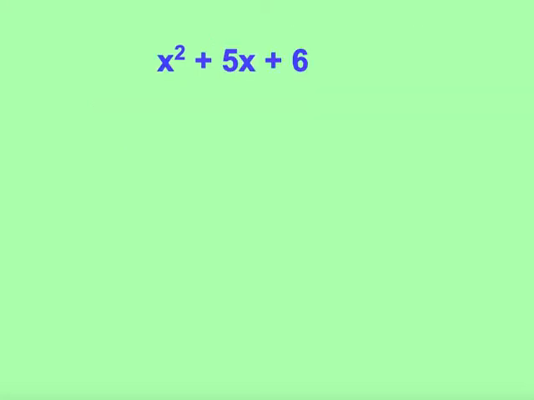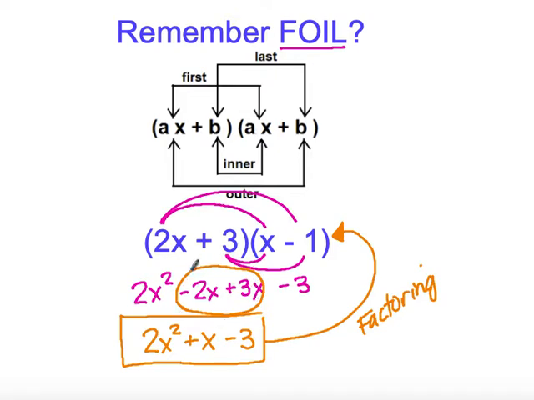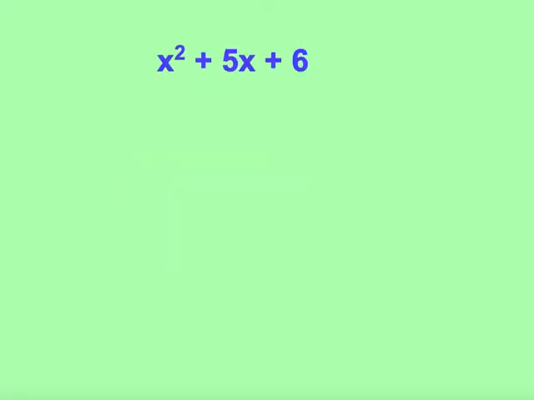Let's look at one with three terms. So the three terms tends to get a little tricky because what we have to do is analyze how we got that outer and inners to make that middle term. That's what's going to be the tricky part. So when I break this down, I look for the GCF out of all three terms. I notice that the only GCF I have of all three terms is 1, so I have nothing to pull out to begin with.